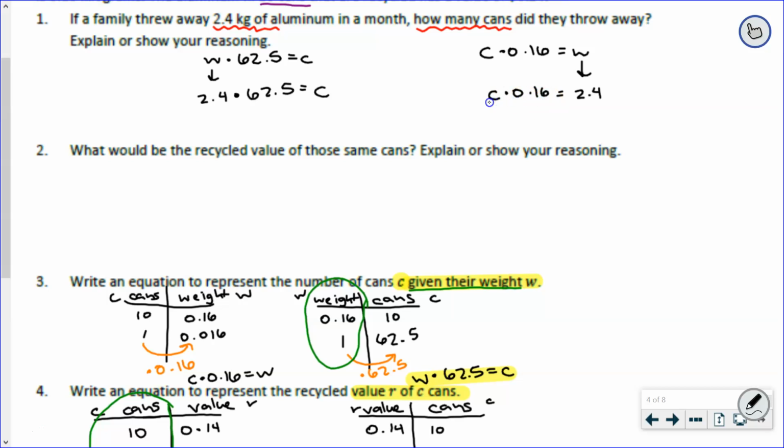What is the step that I would need to take if I wanted to get C alone? C is being multiplied by 0.16, so I would need to undo the multiplying by 0.16, and I would do that by dividing. Whatever I do to one side, we do to the other side. And now C is alone, and C is going to be equal to 2.4 divided by 0.16. Are these two answers going to give us the same thing? Because here I have the 2.4 and I'm multiplying by 62.5. Here I have the 2.4 and I'm dividing by 0.16. So which one is right?